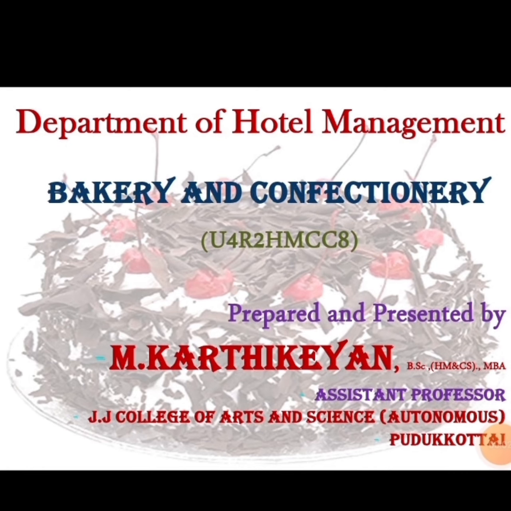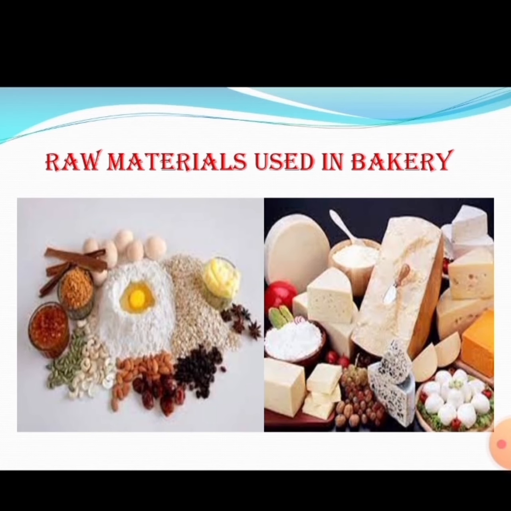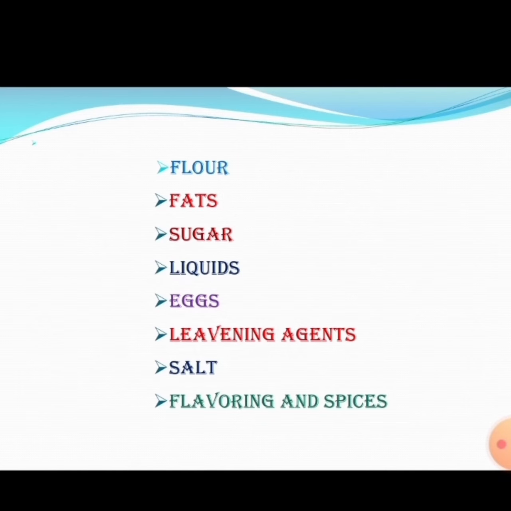Now we will discuss the course in Bakery and Confectionery, and the selected topic is raw materials used in the bakery. What are the raw materials used in the bakery? First, I will list out the raw materials used in bakery: flour, fat, sugar, liquid, egg, leavening agents, salt, and flavoring and spices. These are the raw materials used in the bakery.